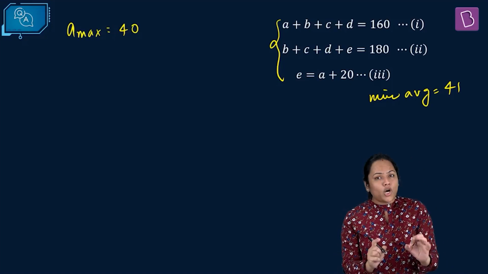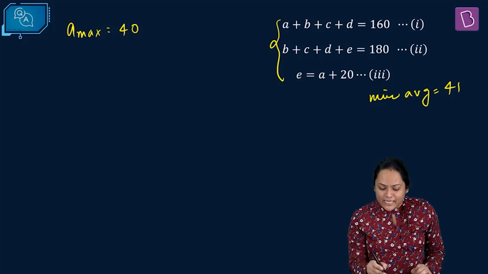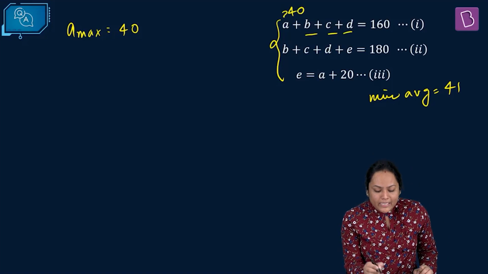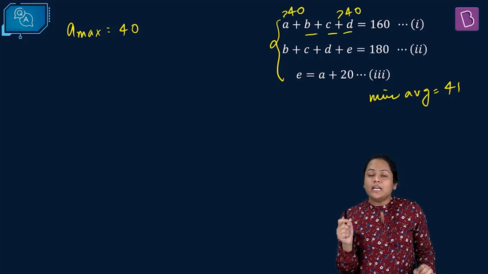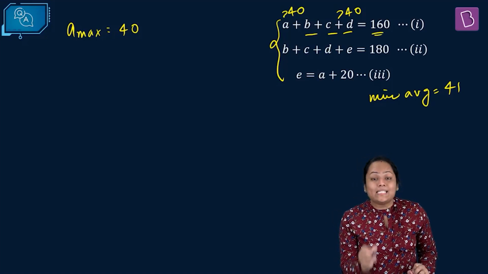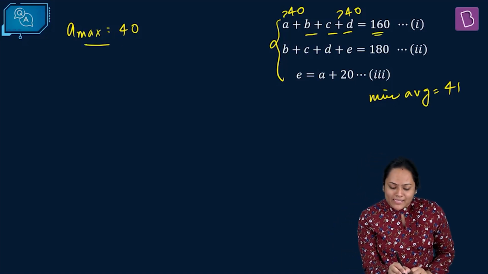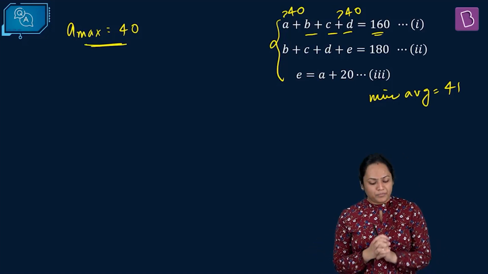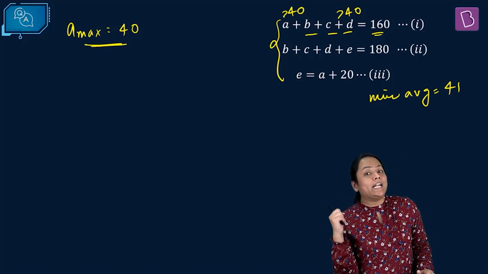How? Because if suppose A's maximum value is not 40, let's say it's greater than 40, that means B, C, D, all three numbers eventually will become greater than 40. And if this is the scenario, can their average come out as 160, guys? No, that is not possible. So my A maximum value has to be 40. It cannot go beyond this. Clear? Okay.